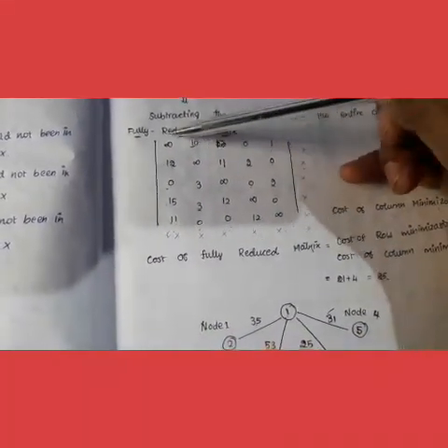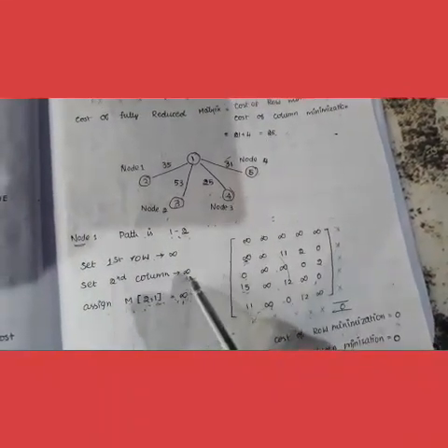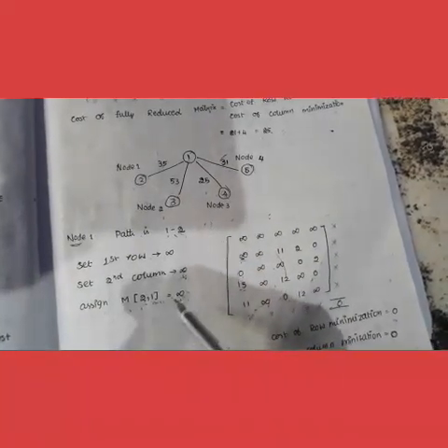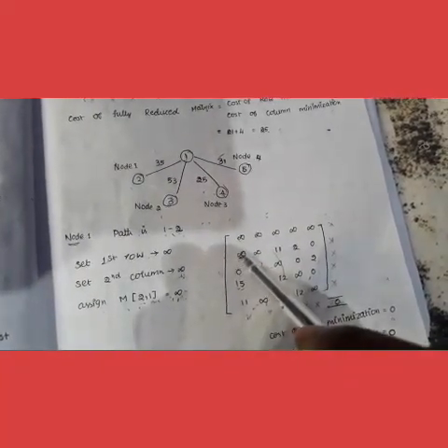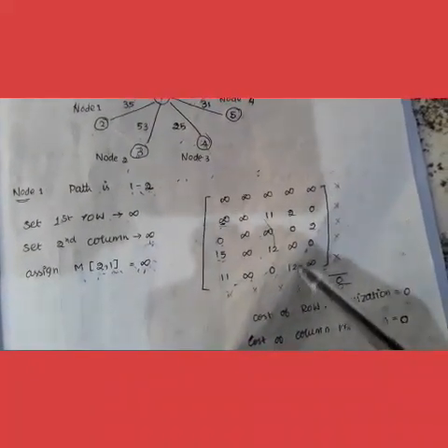So the first row is everything infinity, and the second column is fully infinity, and then the next 2 comma 1 cell is assigned as infinity. So the remaining things will have the same values as in the fully reduced matrix, which should be replaced here. So again we need to do the row minimization and column minimization.